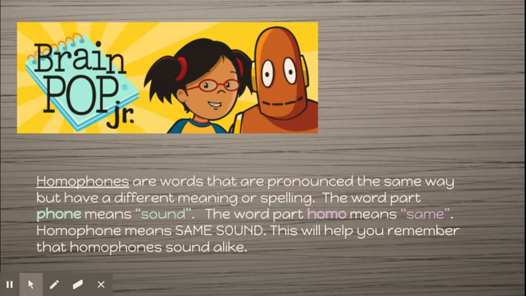So homophones are words that are pronounced the same way, but they have different meanings or spellings. The word part phone means sound, and the word part homo means same. So homophones mean same sound. This will help you to remember that homophones sound alike, but they are spelled different. They might have a different meaning.